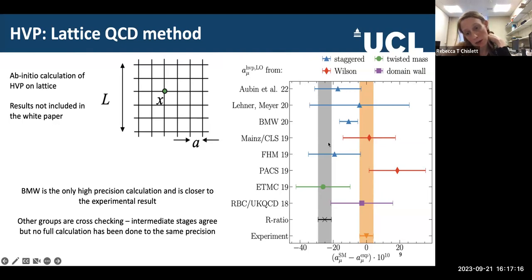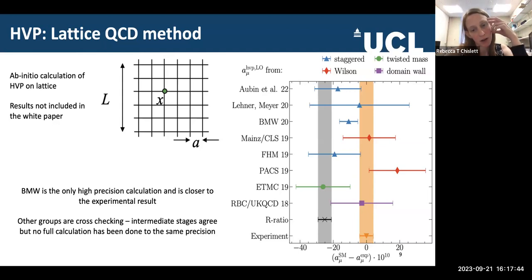And it's between that white paper theoretical prediction and the run one experimental result. So it's kind of in the middle. The other lattice groups are cross-checking the BMW result at the moment. So far, they've only checked in certain regions, and the intermediate stages agree. But the hardest part of the lattice calculation is in the edges.